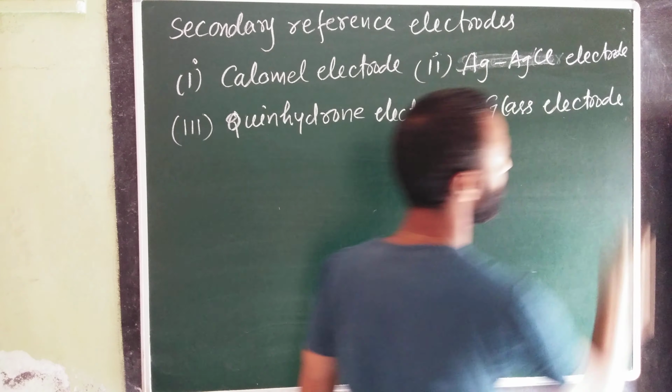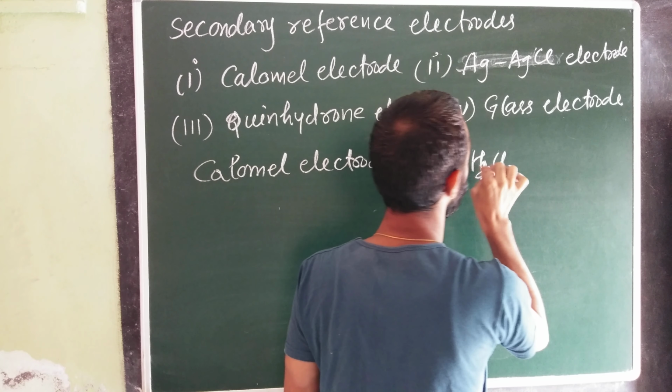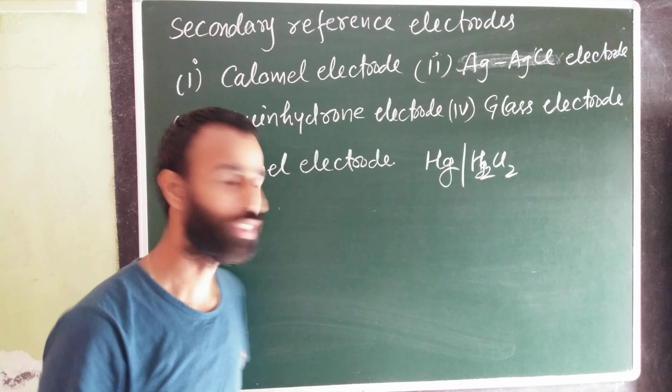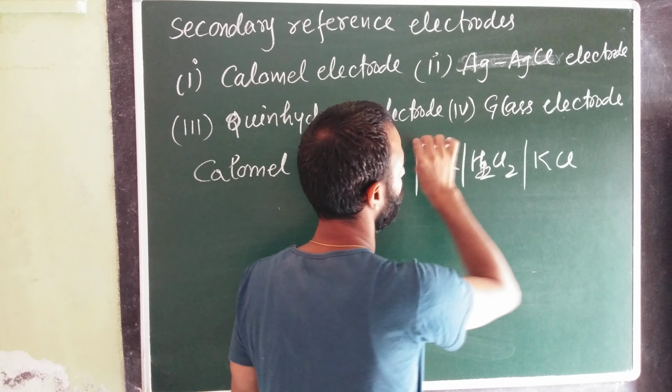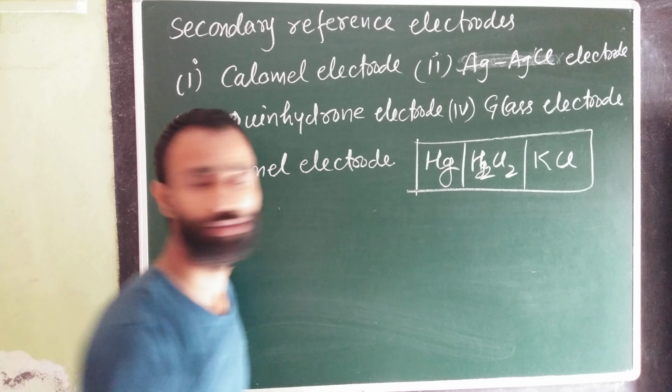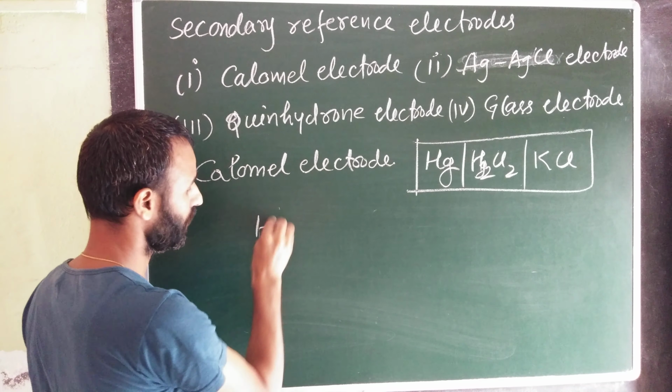First, most commonly used is calomel electrode. Now in calomel electrode, what is the setup? There is mercury and Hg2Cl2. This mercury is covered with Hg2Cl2 and over it there is KCl solution. This is the setup of the electrode. And what is the reaction taking place?